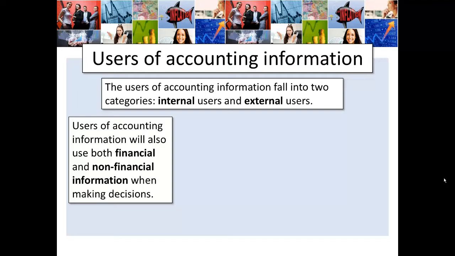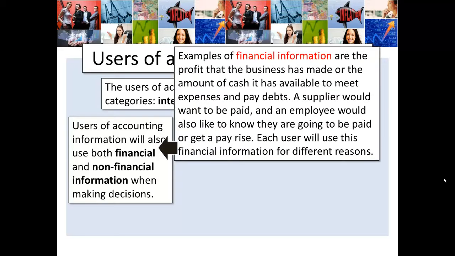Now, users of accounting information are not going to use just financial information. There'll be non-financial information they will need to consider when making decisions. Examples of financial information are the profit that the business has made or the amount of cash it has available to meet the expenses that it has incurred and its ability to pay debts. So a supplier wants to be paid, an employee would like to know they're going to be paid or whether the company can afford to give them a pay rise. Each user will use the financial information for different reasons.